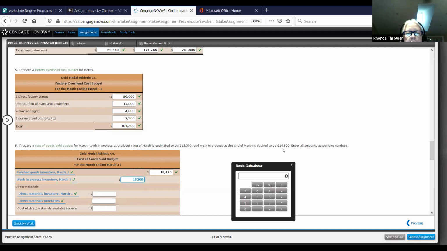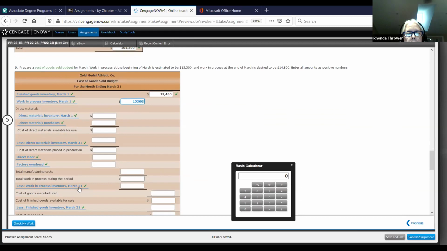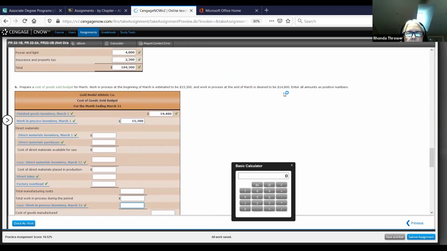They've also given you the end of March. So if you wanted to, you could come down here where we've got work in process ending inventory, and you could put that amount in there, which is 14,800. It doesn't matter to me how you come up with the amounts as long as you get the correct amounts. And so I'm just filling that in from there. So that's given information that they have for you.